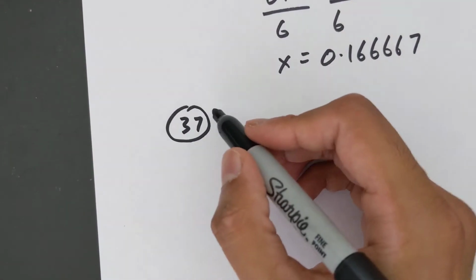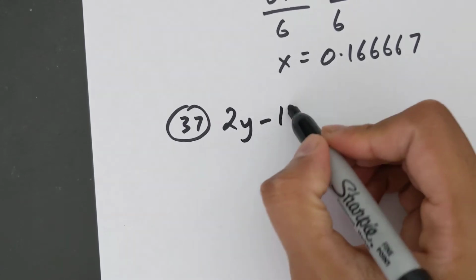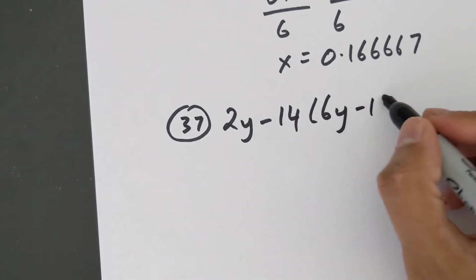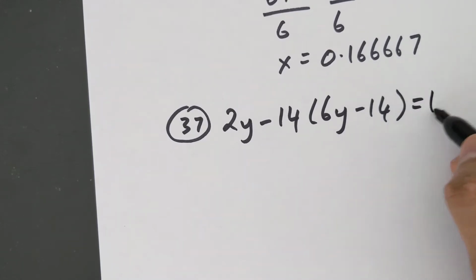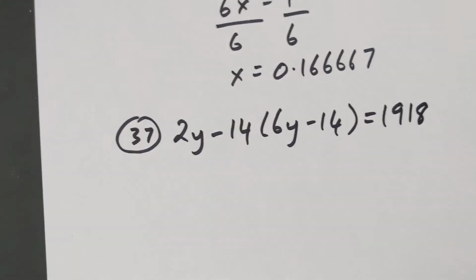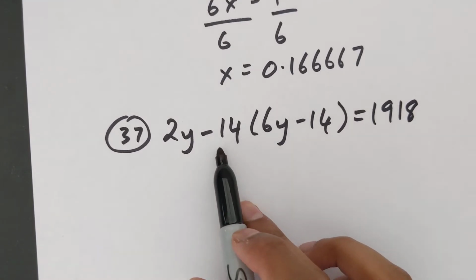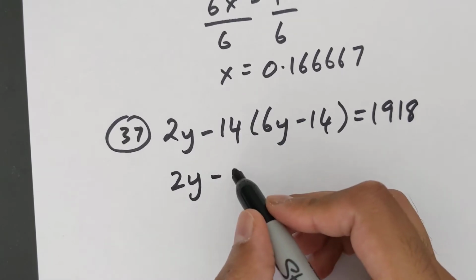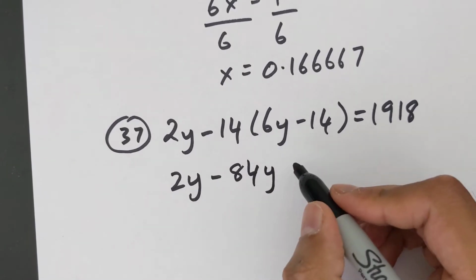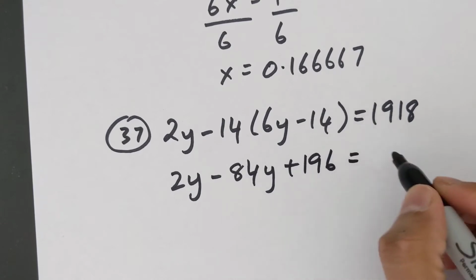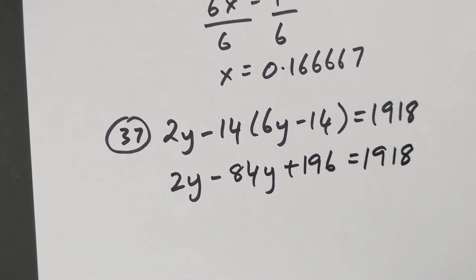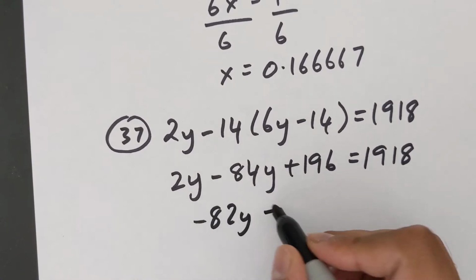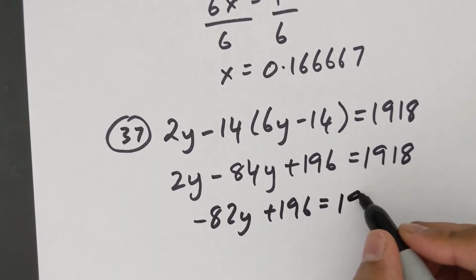37 is slightly different, but same idea. So you have 2y minus 14, 6y minus 14 equals 1918. I'm going to start by eliminating my bracket, so I'm going to multiply the negative 14 into the bracket. So I have 2y minus 84y plus 196 equals 1918. Next I'm going to combine my like terms. So that's going to be negative 82y plus 196 equals 1918.